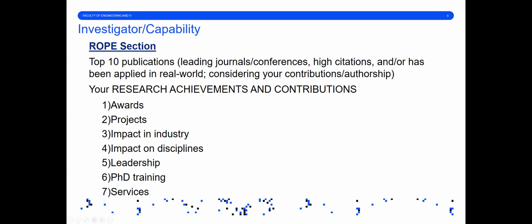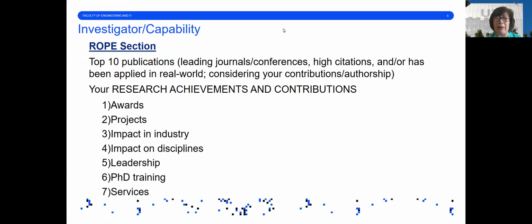Third, so very important part. And this part, mainly people will assess your capability based on two parts in your application. One is the rope section, another is inside of your proposal. So I talk about the rope section first. For the rope section, a very important part is your top 10 publications.